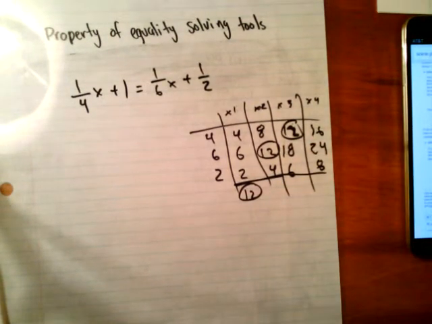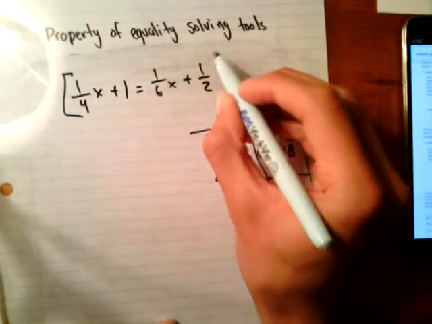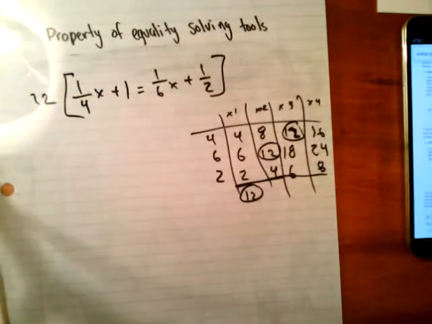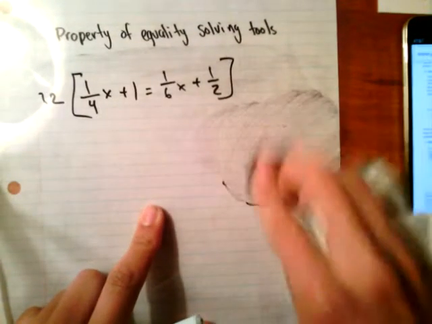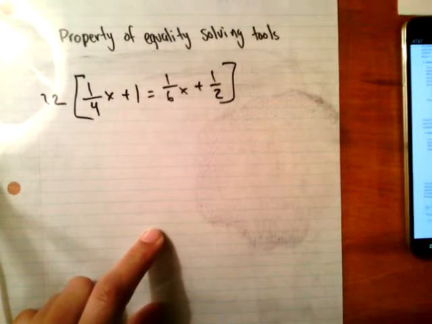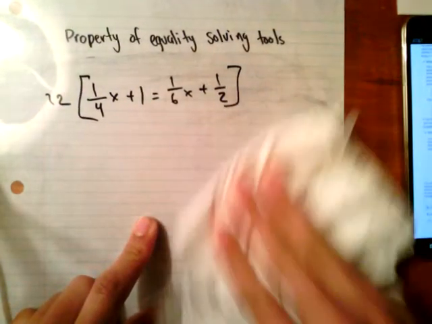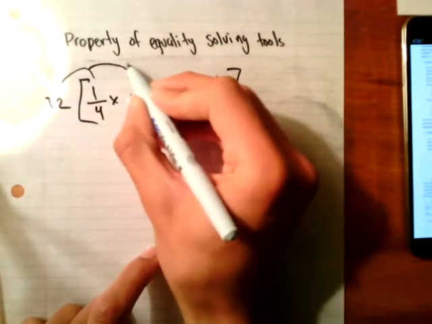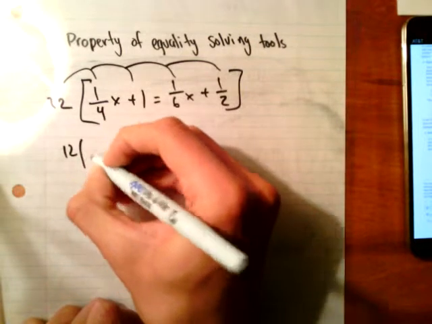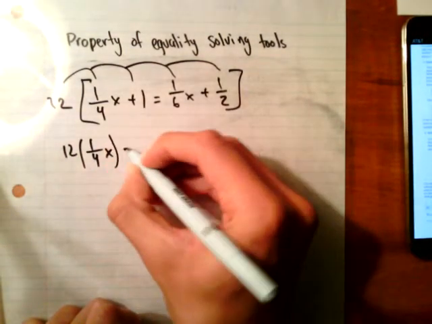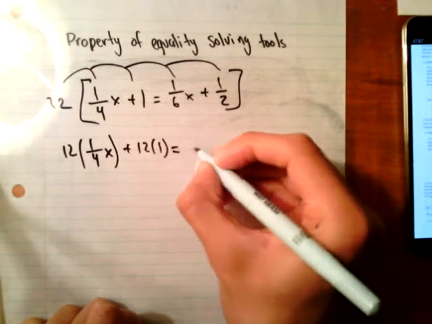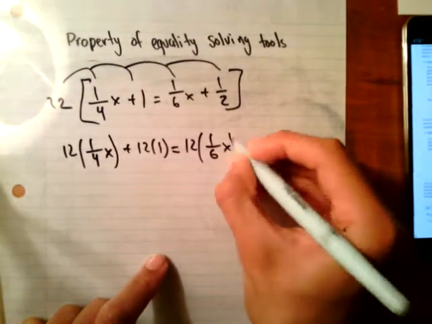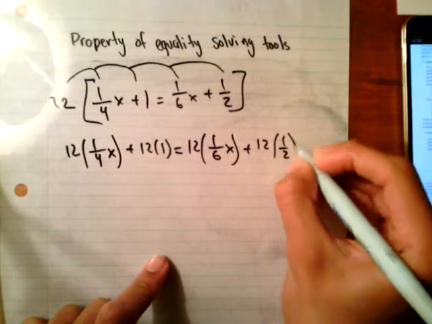So with that in mind, what we're going to do is multiply this whole equation by the value 12. Alright, but before, we need to make some room. So yet again, we apply the distributive law, so this will be distributed to each term. We'll have 12 times 1/4x plus 12 times 1 is equal to 12 times 1/6x plus 12 times 1/2.